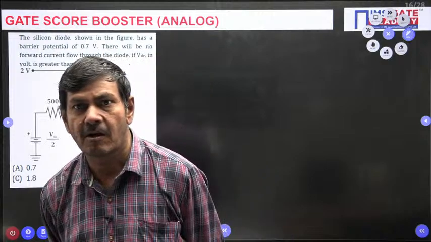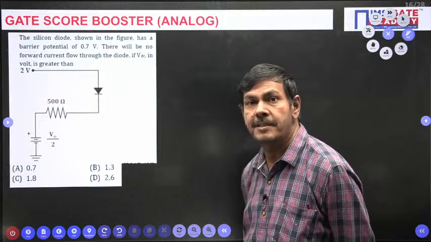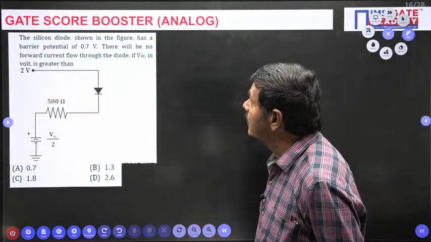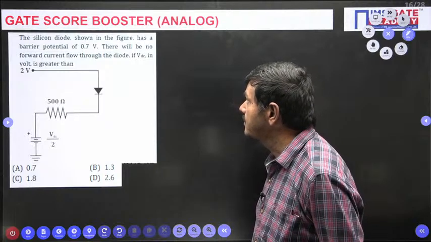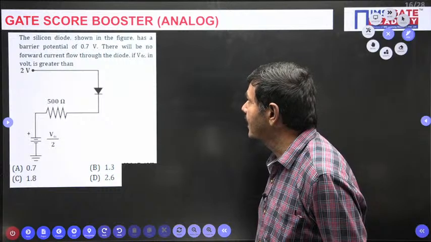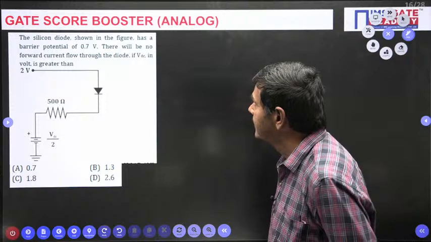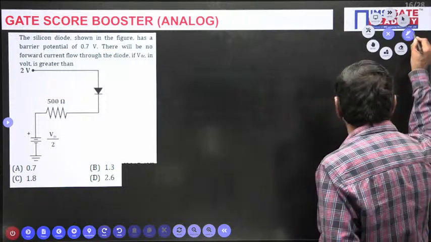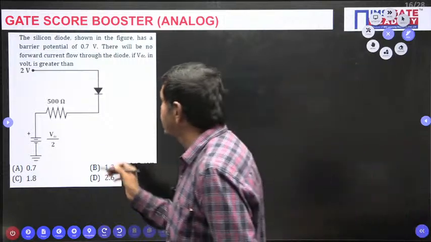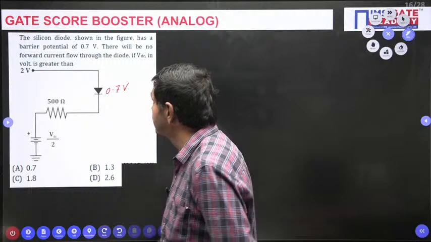Yes, option D, exactly correct. Option D is 100% perfect. Very good. But what was asked in the question? The silicon diode shown in the figure has a barrier potential of 0.7 volts, which is given in the problem.